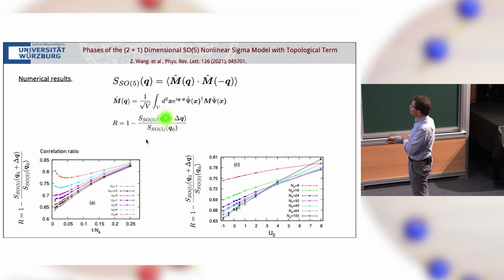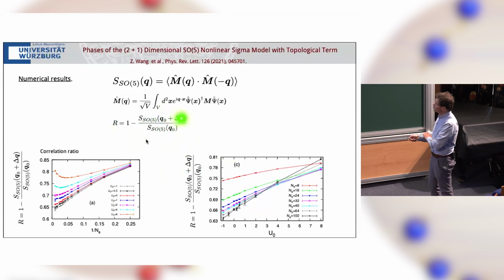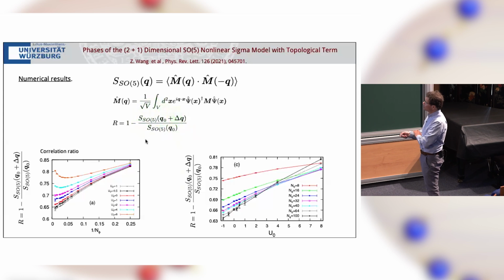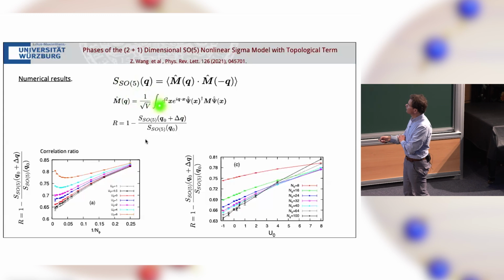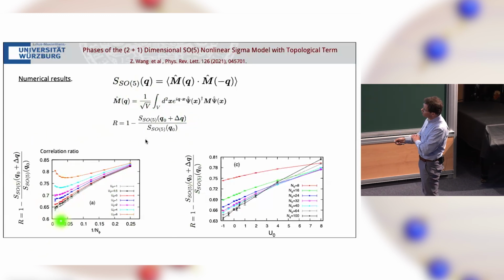If I have an order at Q0, then this will go to 1. If I have something which is disordered, when delta Q goes to 0, this will go to 0, and at the critical point, it's something which is a constant. Okay, it's an RG invariant object. And so these are the best results we have, as I say, up to 100 fluxes.